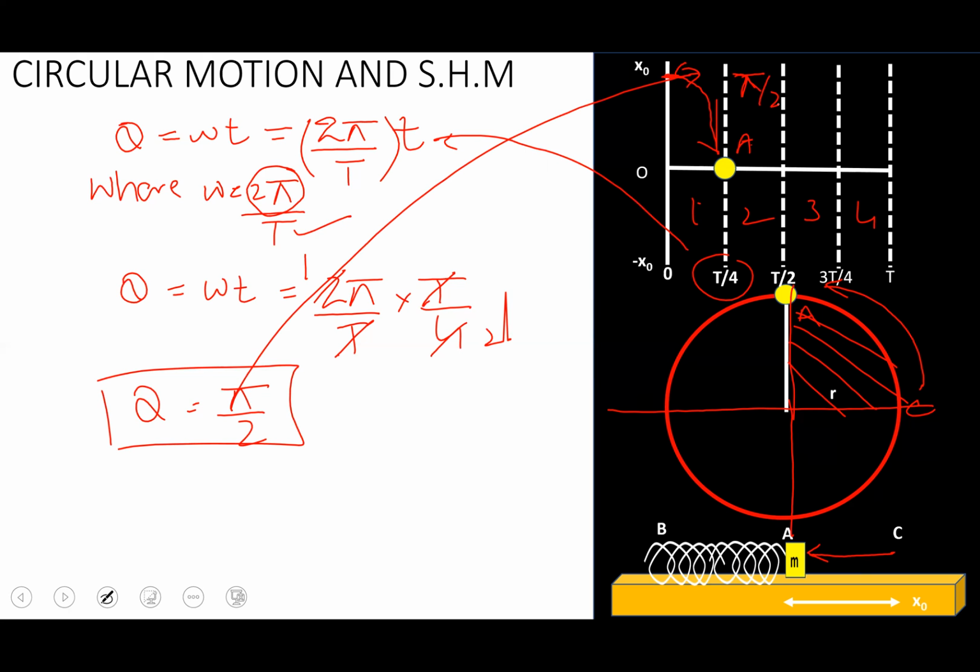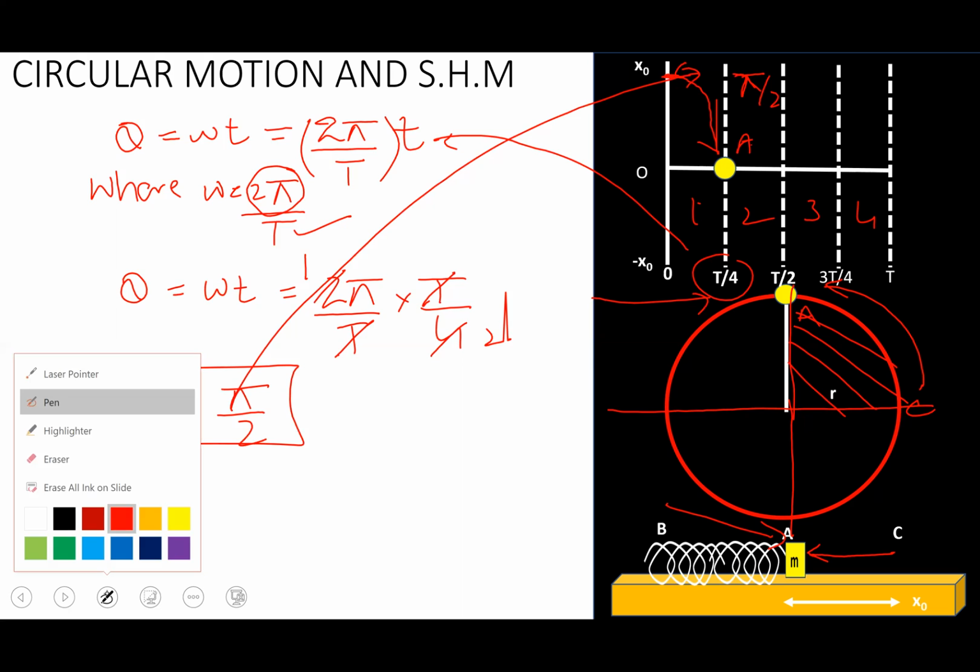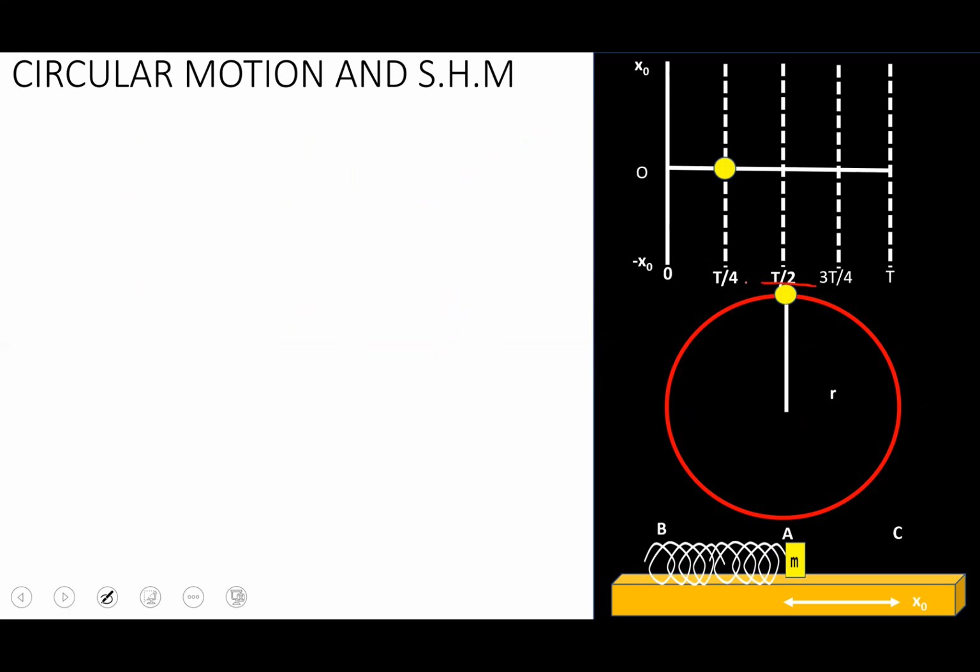So the body is at the mean position in the case of simple harmonic motion, but it is at point A in the case of circular motion. But if we put a shadow or light over here, then its shadow will exactly be underneath this mass attached to a spring system. If the light is coming from here, then it shows that as the circular motion was moving, simultaneously the mass attached to the spring system was moving along with it, because its shadow was moving along the mass attached to a spring system.